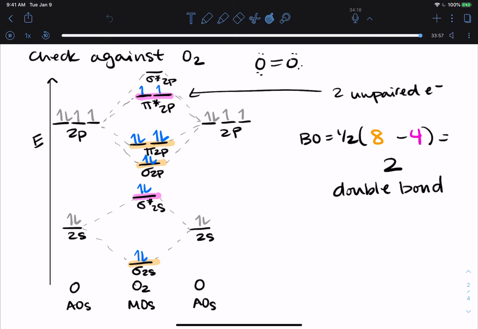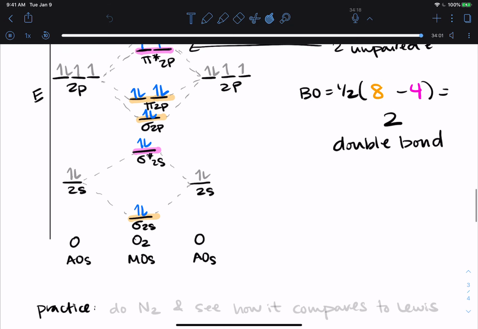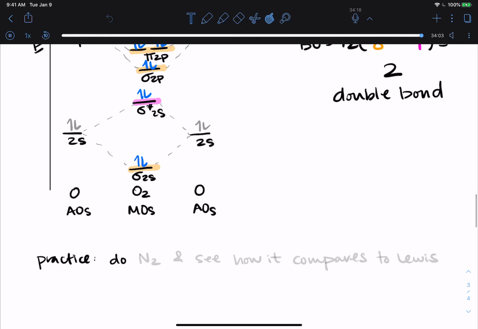So as a practice, which I'm not going to go through because this video is super long, do the MO correlation diagram for N2 and see how it compares to the Lewis structure.